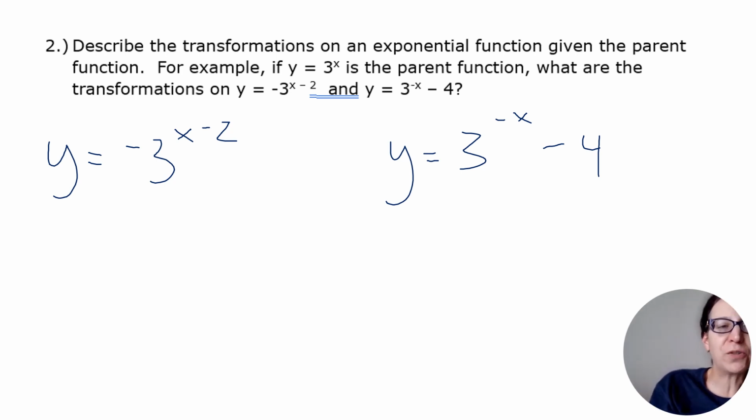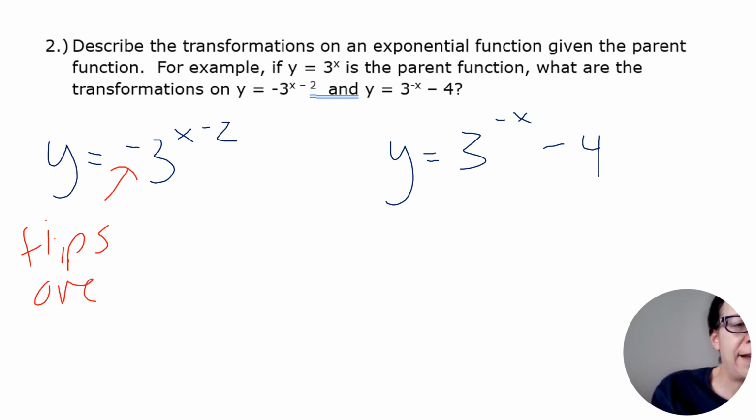Okay, so for this first one, the negative out in front flips it over the y-axis. Oh, no, that was over the x-axis. Brain blip, over the x. Oh, good grief, I can't even write it. That'll show me to do this on a long weekend. It flips over the x-axis, and then that minus 2 is going to make it go to the right 2.